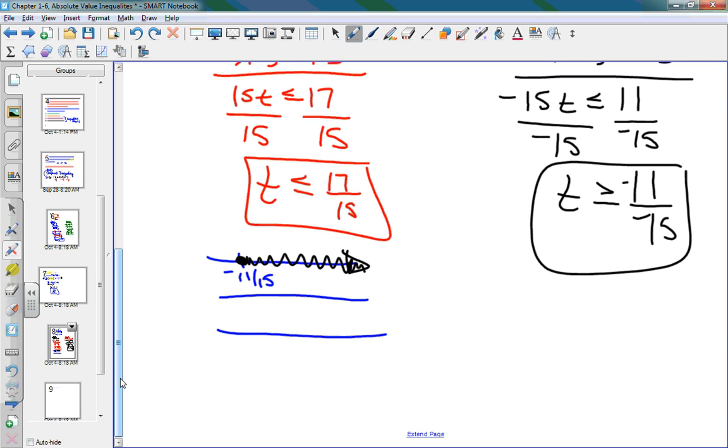Go to the next one. Which one's my next one? 17/15, and that's going to be my larger one. It's closed, and I'm going to shade to the left. Now, what do you notice? They overlap again. So therefore, I have negative 11/15 and 17/15. They're closed at both of them, and my shading is in between. And how do I write that in big boy and big girl notation?